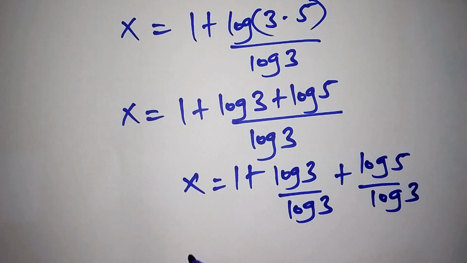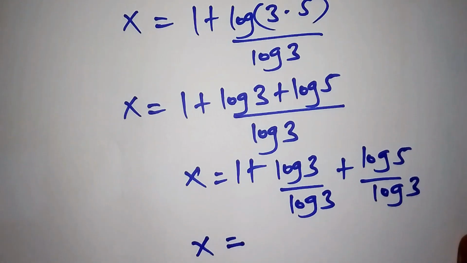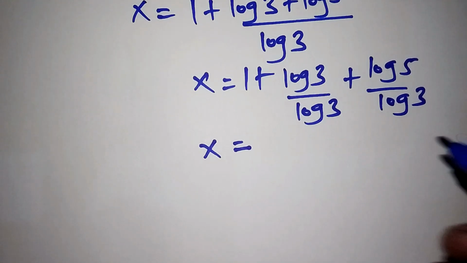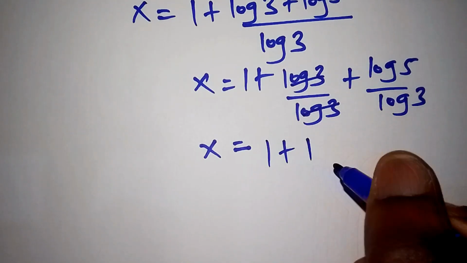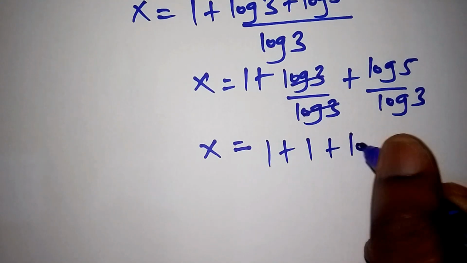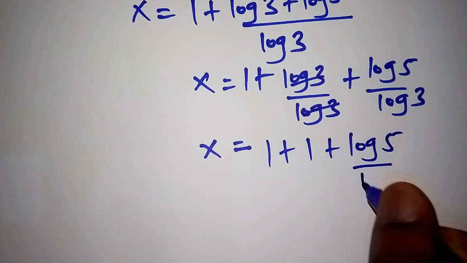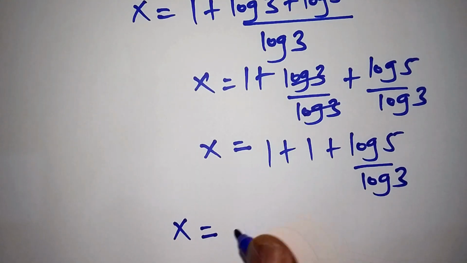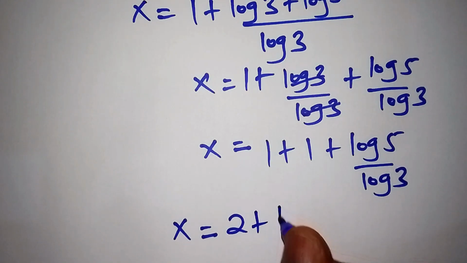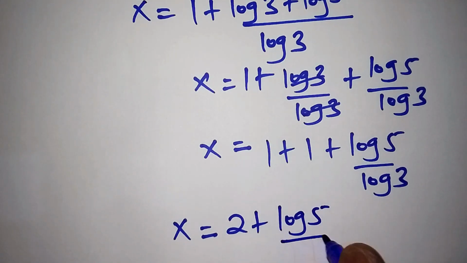So now our value for x is equal to, let's cancel the ones that are similar. So log 3 and log 3 cancel, and now we have 1 plus the log of 5 all over the log of 3. So x is equal to 1 plus 1, which is 2, plus the log of 5 all over the log of 3.